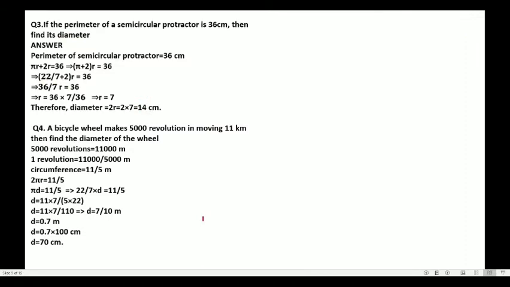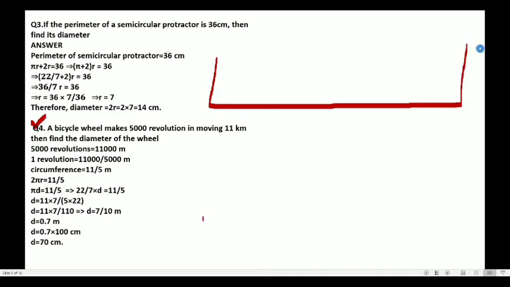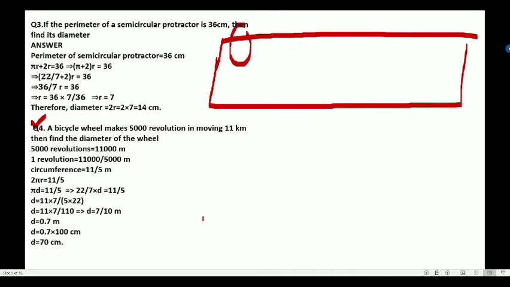Now, what is question number 4? A bicycle wheel makes 500 revolutions. What does it mean? Suppose this is a ground, okay? And I'm just making a wheel. See, I have drawn a wheel here, okay?